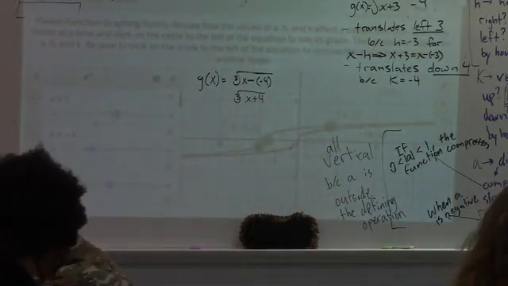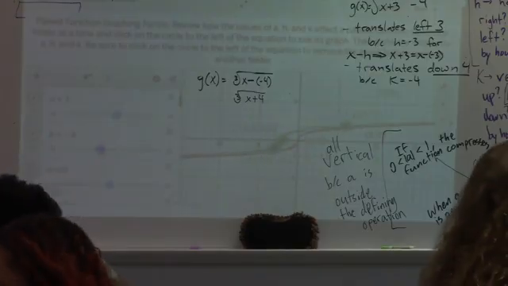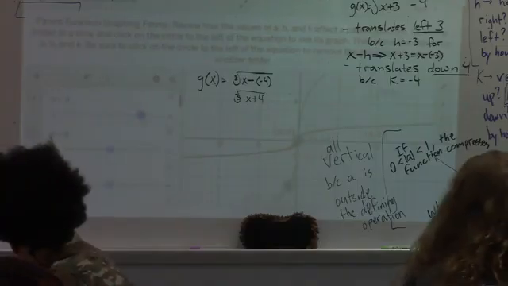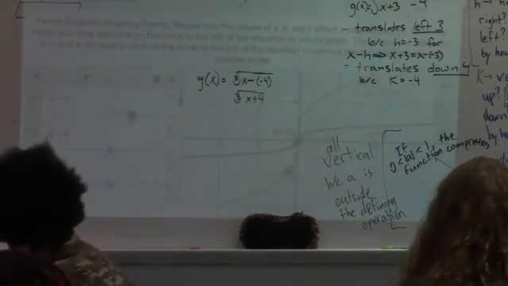Last detail. Just to see it in a different one. Look at A. If A is positive, does it stretch it vertically?